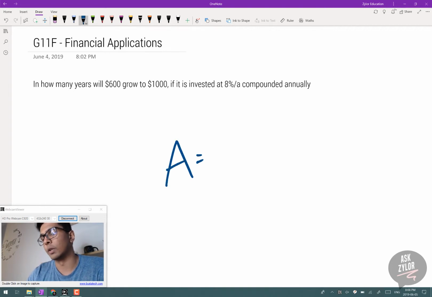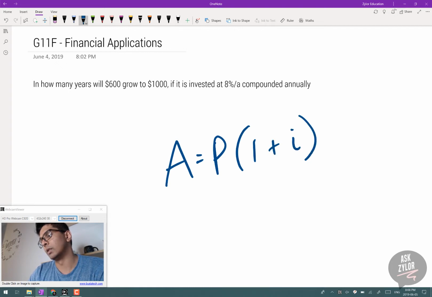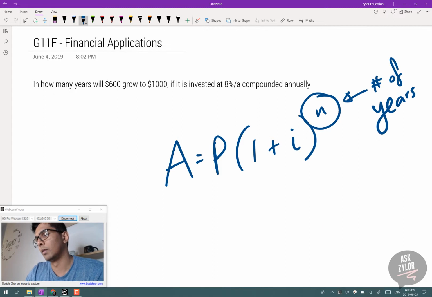So if it's compound interest, we're going to use principal times 1 plus my interest to the power of n. N is how many terms we're compounding, right? So n is the period of time that we're trying to find. It's the number of years. So i is my interest. They've told us it's 8%. P is my principal, so how much we're investing initially, so that's $600. And A is my amount that's left after the compounding interest, so that is the $1,000.